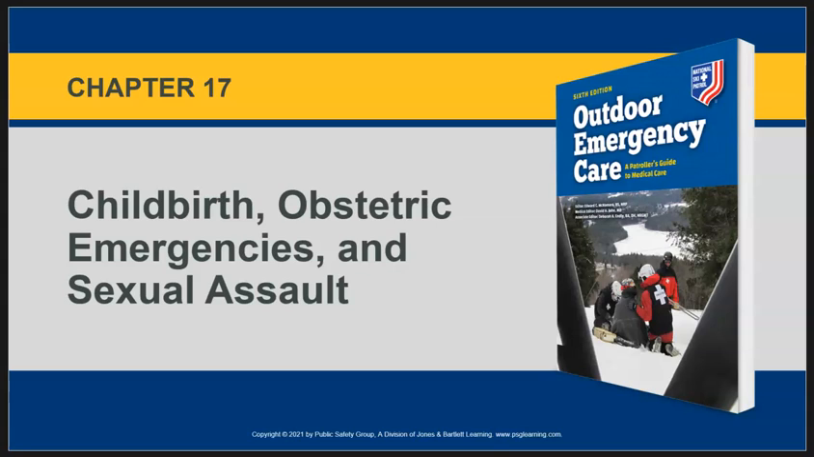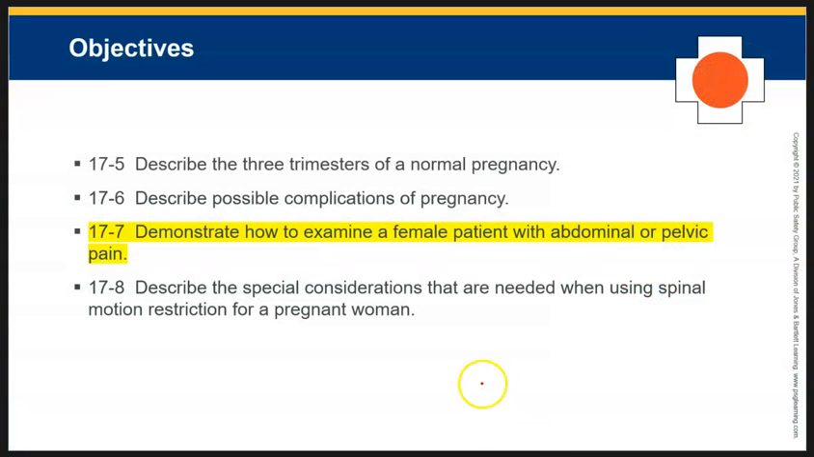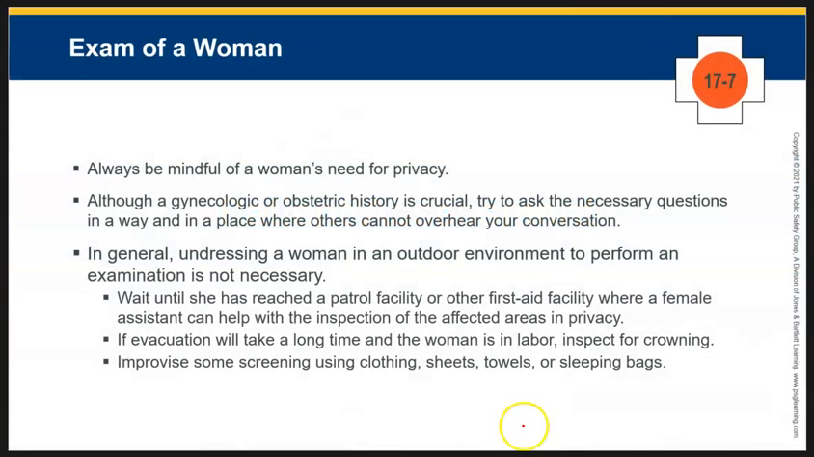This video continues Chapter 17 of OEC 6, looking at obstetric emergencies, and in particular we're going to focus on the assessment of a female patient who may have abdominal or pelvic pain and is pregnant.